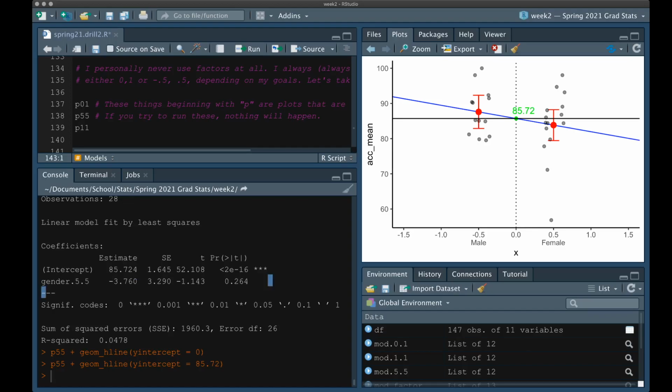That's what this p and t right here is testing. It is asking, if we include this blue line as our predictor, does it significantly reduce error beyond 0? And the answer is no. In this particular case, it does not. So there is not a significant effect of gender, at least not in third grade, or so it seems.